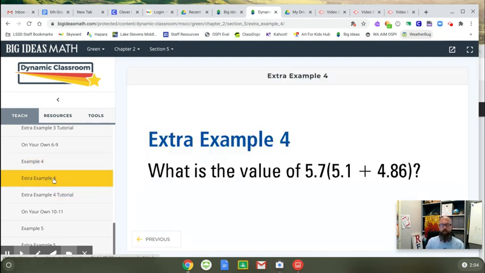Let's take a look at another one. Remember, you can pause the video if you need to. So same thing here, right? We have 5.7 times 5.1 plus 4.86. Normally we do multiplication first, but since this is in parentheses, I do this part first. Why don't you go ahead and pause the video and try this. Add these two together, line up the dot, and then multiply your answer times 5.7.